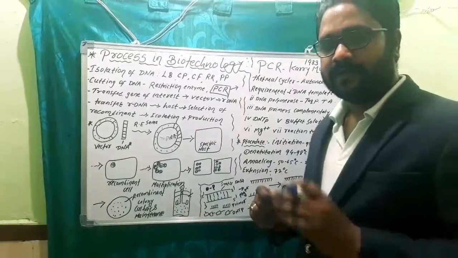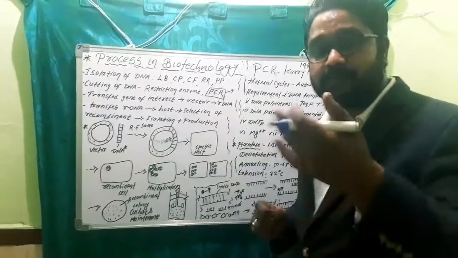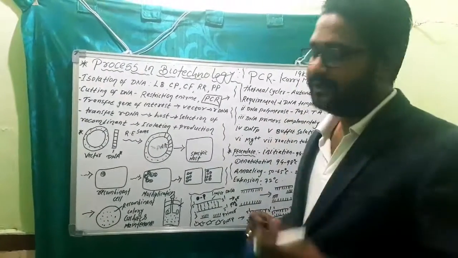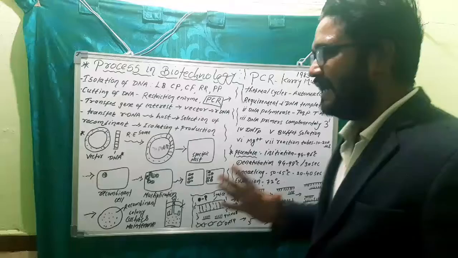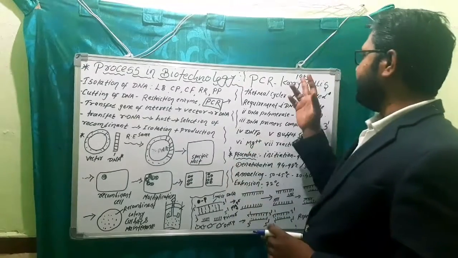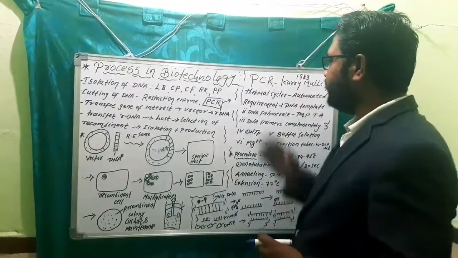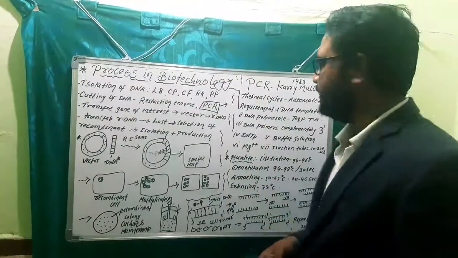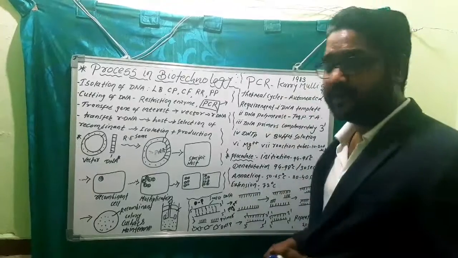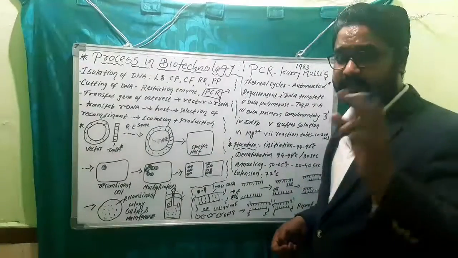Now, during the discussion I said about PCR: when we take the foreign DNA of interest, it is in a very small amount and we have to increase its number, that is, polymerize it. How will we do it? That is done by a brilliant technique developed by Kary Mullis in the year 1983, that is PCR, polymerase chain reaction, and for this marvelous work he got the Nobel Prize in the year 1993.